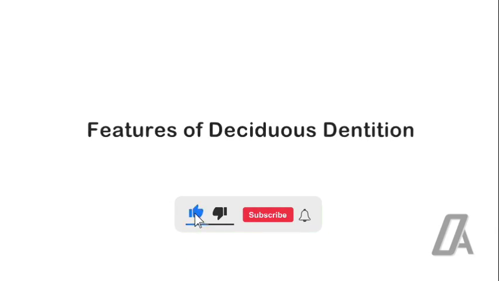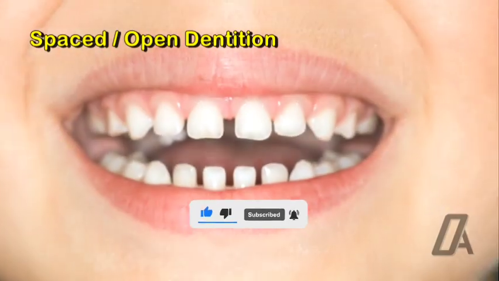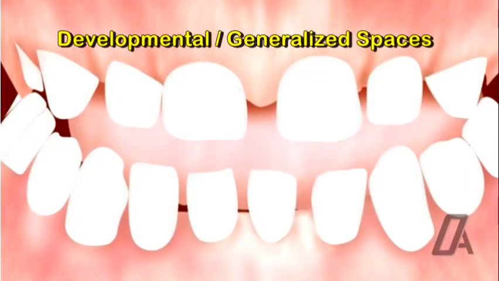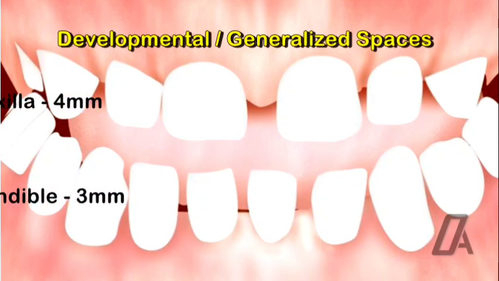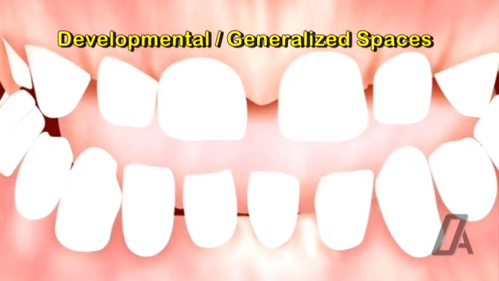Features of deciduous dentition. Starting with spaced or open dentition, when interdental spaces are present between primary teeth, we call it spaced dentition. There are 2 types of spacing. Developmental or generalized spaces, which are seen throughout the arch due to antero-posterior jaw growth, about 4 millimeters in the maxilla and 3 millimeters in the mandible on average.